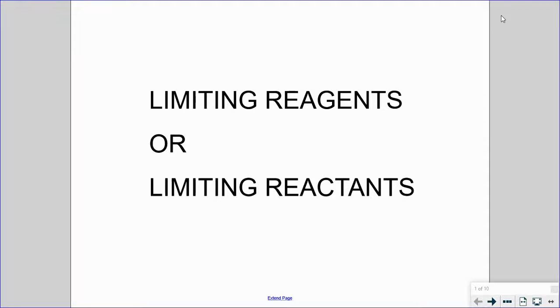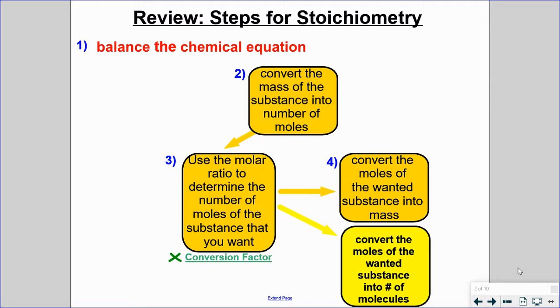Today we're going to talk about the concept of limiting reagents, also called limiting reactants. First, we're going to review our steps for stoichiometry. The very first step that you do is to balance the chemical equation. Make sure that you have all the coefficients properly balanced, otherwise your answer will never be correct.